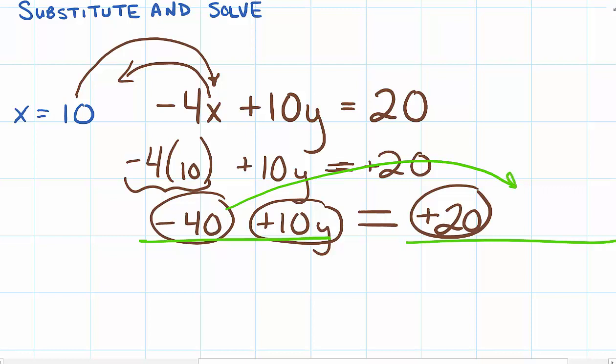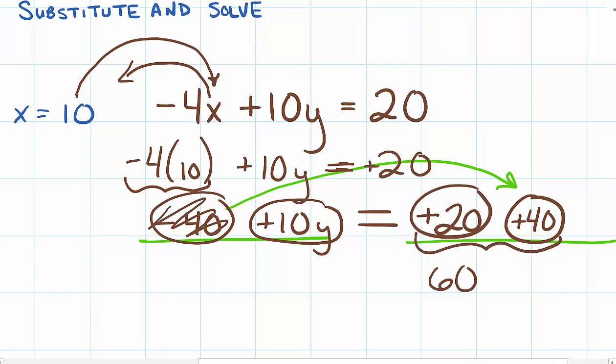If I ping pong negative 40 over the net, what's going to happen is it's now gone from the left side of the table, obviously. And it lands on the right side of the table, but it lands now as a positive. It was negative, it becomes positive. That allows me to combine my terms on this right side. So I've got 60 now.